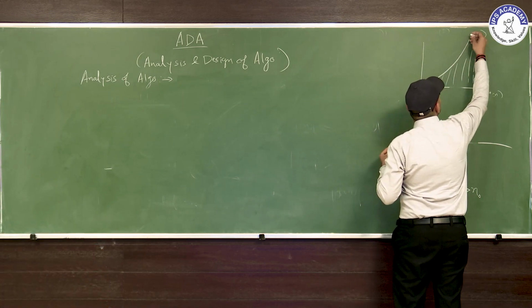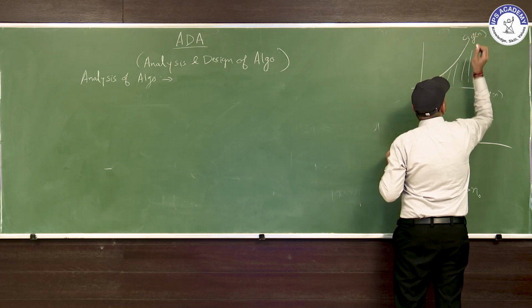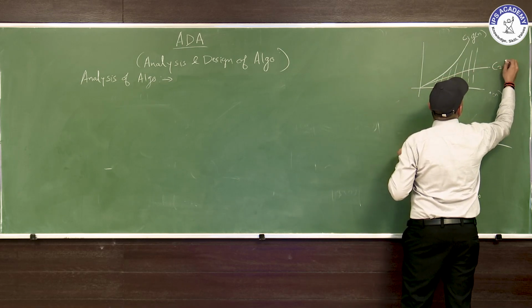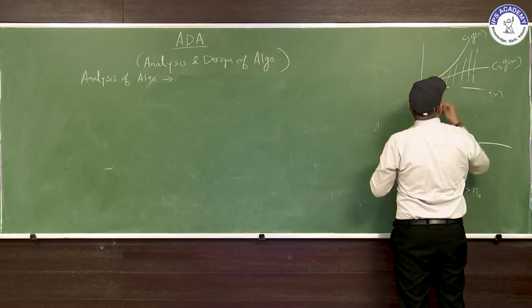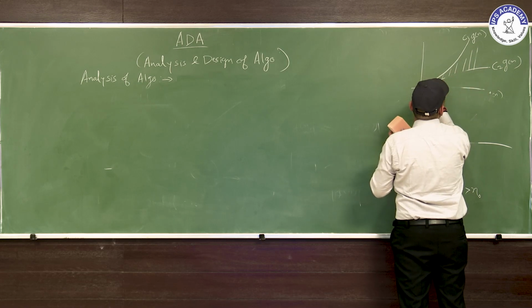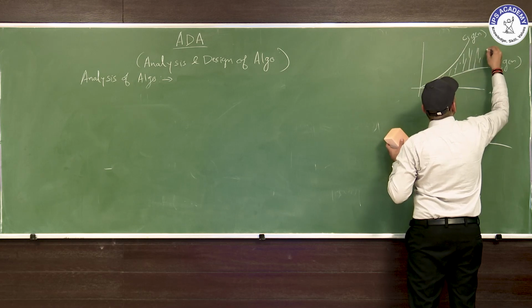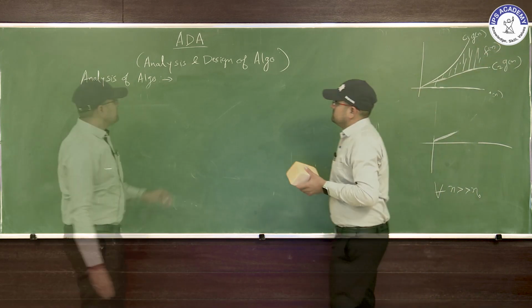In the graph for theta notation, there could be some graph say c1 of g(n), and this would be the graph of c2 of g(n). Then f(n) would lie here in between, in case of theta notation.